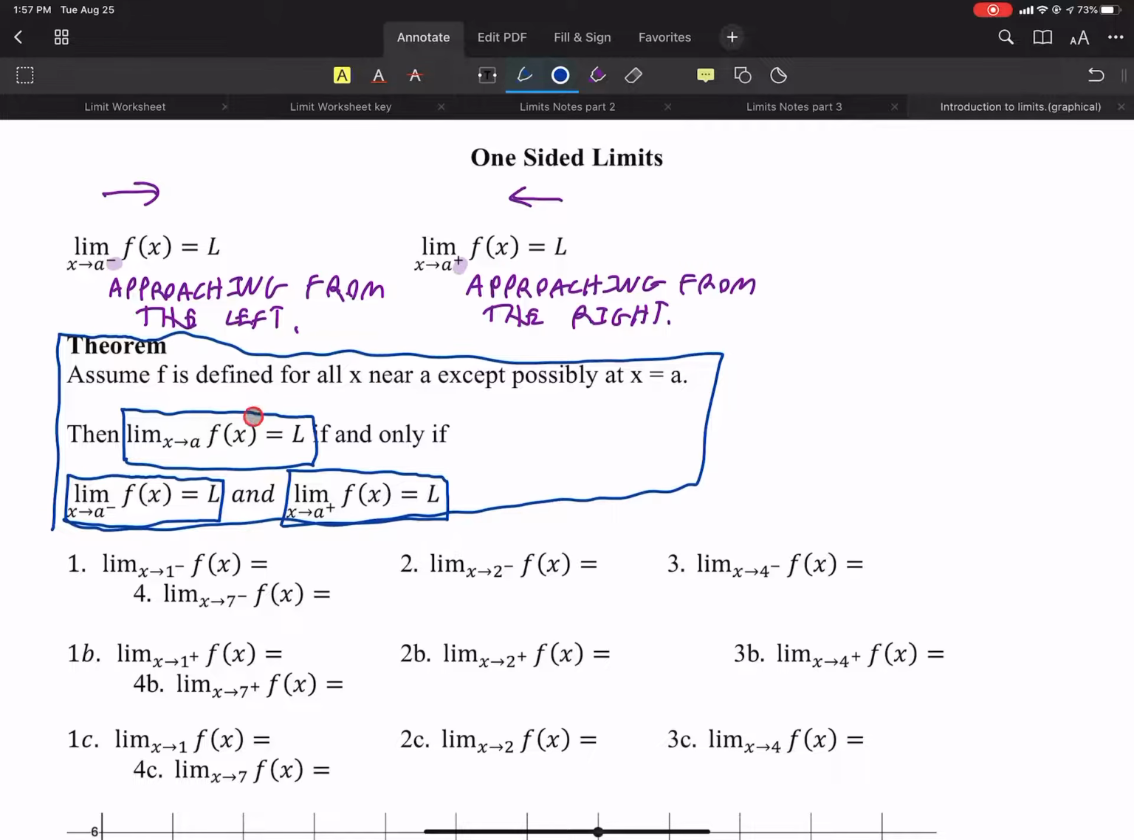So one more time, for this limit to exist, as I approach from the left and I approach from the right, they both must be L. So if I say this, I'm implying left and right equal each other. And in the if and only if statement, we can go backwards. If the limit from the left is L and the limit from the right is L, we can assume the limit is L. So there's a connection. If this is true, then these two must be true, and vice versa.